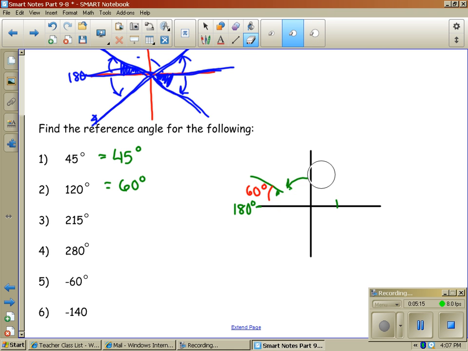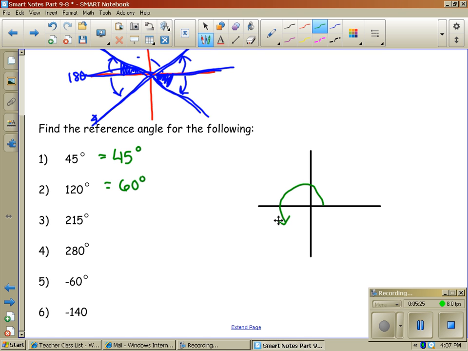Next one, 215. 215 is from here all the way into the third quadrant. Again, to find the reference angle, we're going to measure this angle right here. End of the angle, back to the x-axis. Remember, never go to the y. So if this is 180 and this is 215, the difference is your reference angle. So this angle here, 35 degrees, is your reference angle.